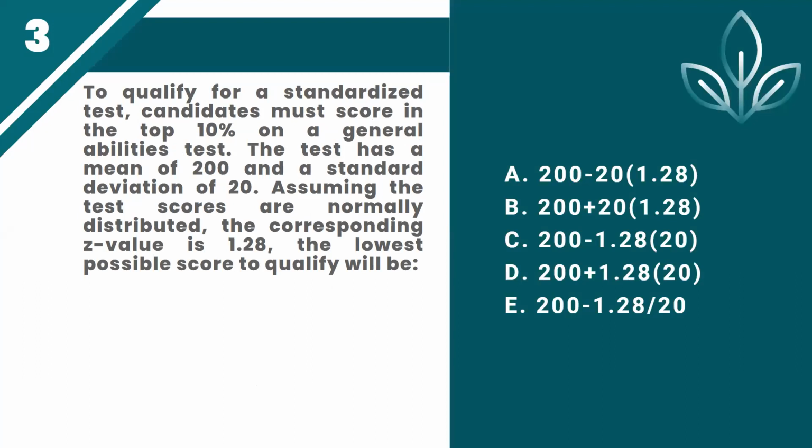To qualify for a standardized test, candidates must secure the top 10% on a general abilities test. The test has a mean of 200 and a standard deviation of 20. Assuming the test scores are normally distributed, the corresponding Z value is 1.28. The lowest possible score to qualify will be: A, 200 minus 20 into 1.28; B, 200 plus 20 into 1.28; C, 200 minus 1.28 into 20; D, 200 plus 1.28 into 20; E, 200 minus 1.28 divided by 20.